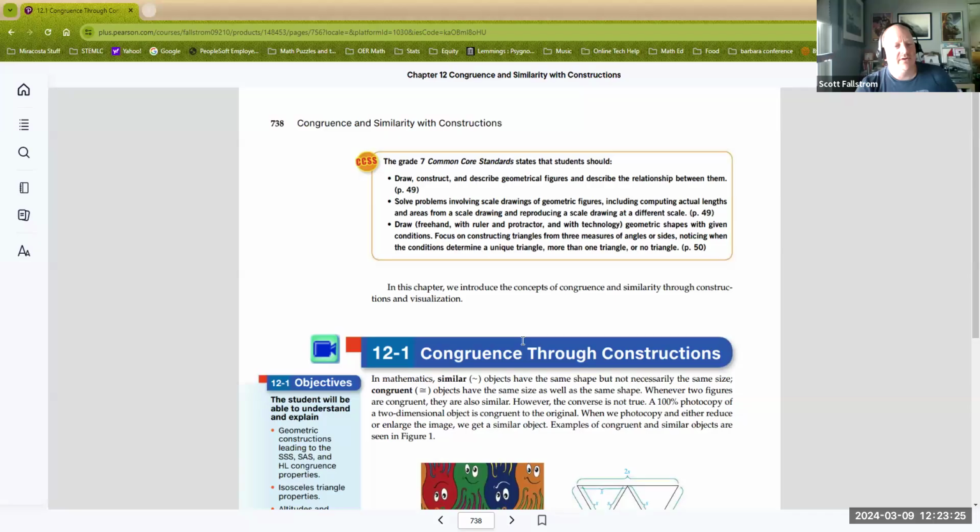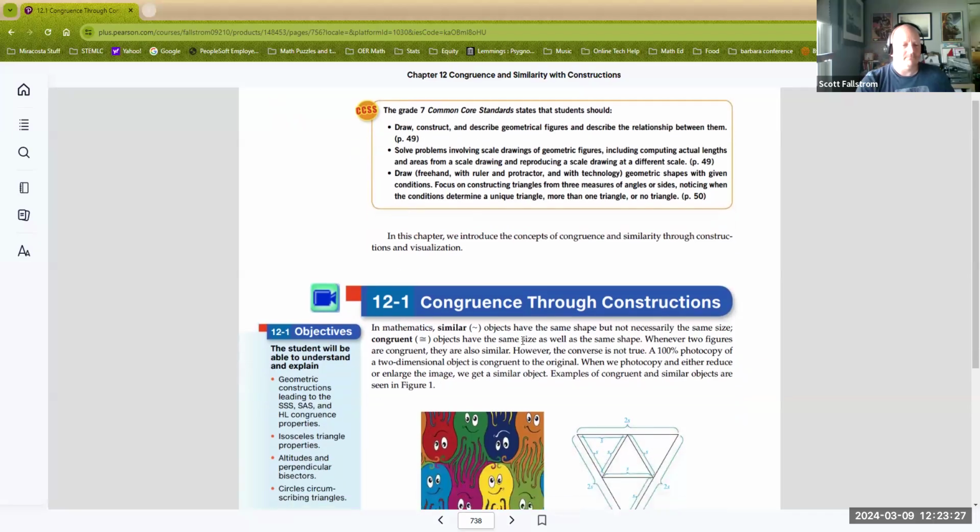Hello, students. We are into chapter 12. Now, in this chapter, we're starting to do more with shapes, and in this particular chapter, dealing with congruence.